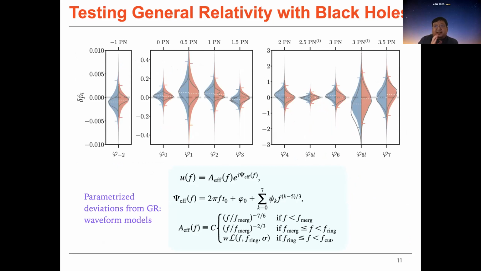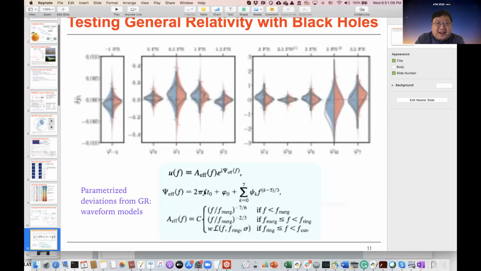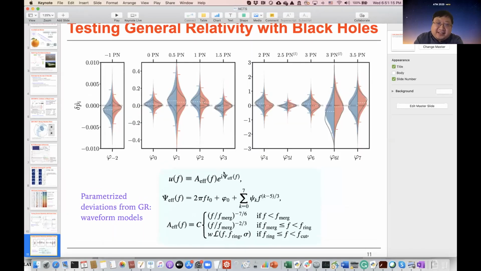Another test goes into the so-called post-Newtonian expansion of the gravitational waveforms. Basically, you first write down your waveform as an amplitude and phase as functions of frequency. And then you say that, from theoretical modeling, I know how the amplitude should depend on frequency and how the phase should depend on frequency, from numerical relativity simulations, which directly solve Einstein's equations.